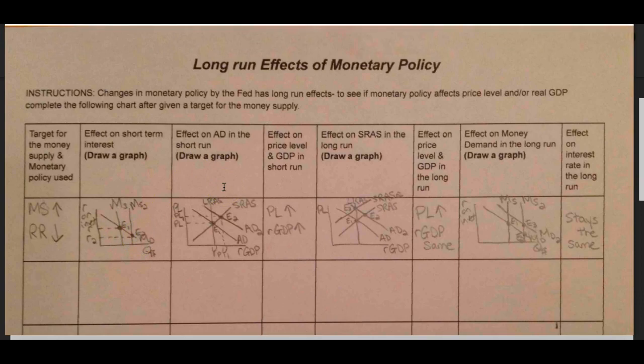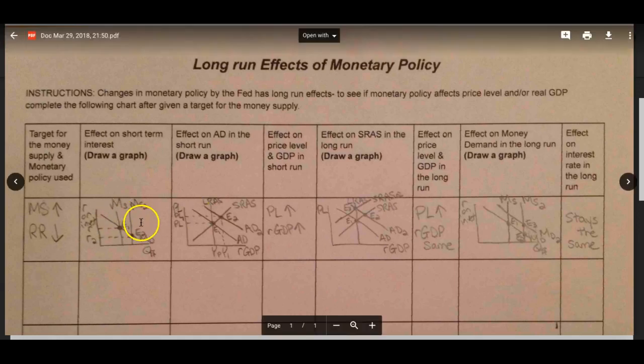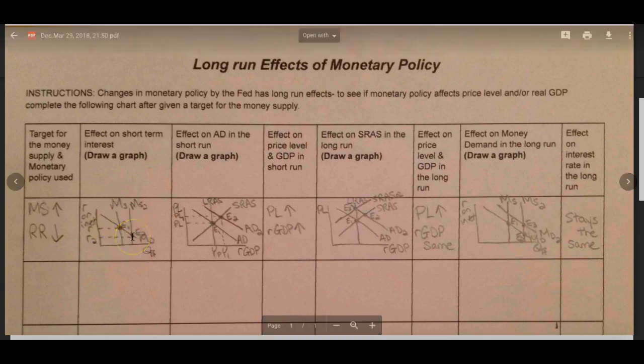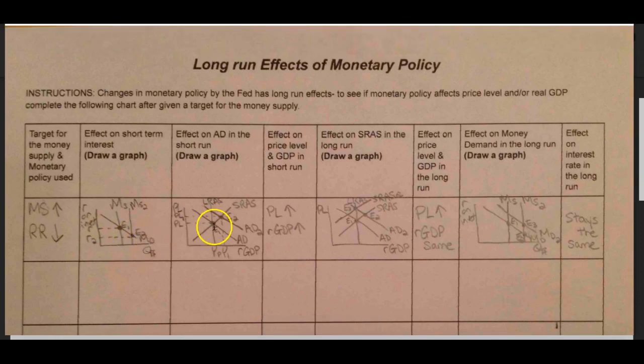All right, the next column is basically shortening down what was on the front. So the next graph is showing the effect on aggregate demand in the short run. In the short run, because the money supply went to the right and interest rates dropped, this is the interest rates also on loans. Because the interest rate on loans becomes cheaper, more people are going to borrow more money, and it's going to cause more spending. So our aggregate demand is going to shift to the right, and we move from E1 to E2. As a result, in the short run, notice our price level goes up. I labeled it PL and PL1. Our price level goes up, and our real GDP goes up from YP to Y1. So our real GDP goes up.